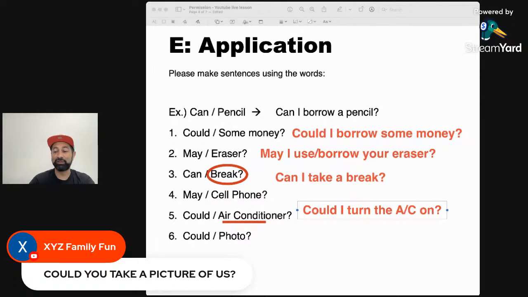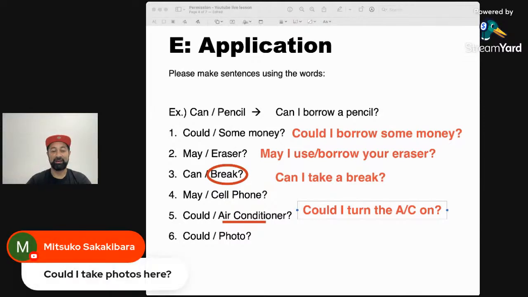XYZ, this is also a really good question. This is a request, but it's really useful. Could you take a picture of us? Excellent question. It is a request, though. So you want someone to do something. But I like this question. When you're traveling, if you're on vacation and maybe you want your photo, so you would ask a stranger, could you take a photo, or could you take a picture of us?